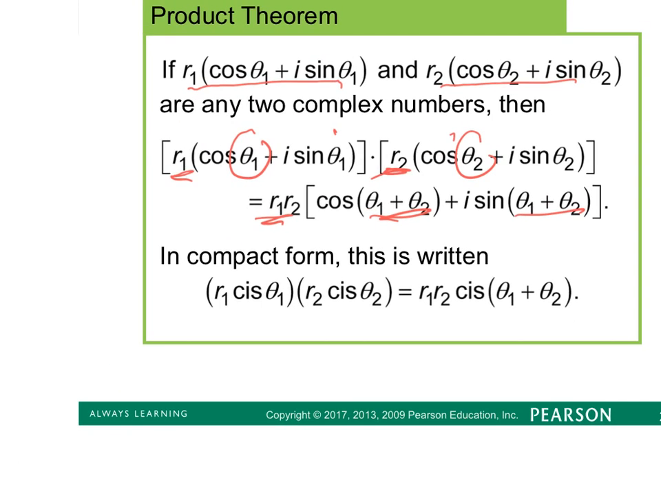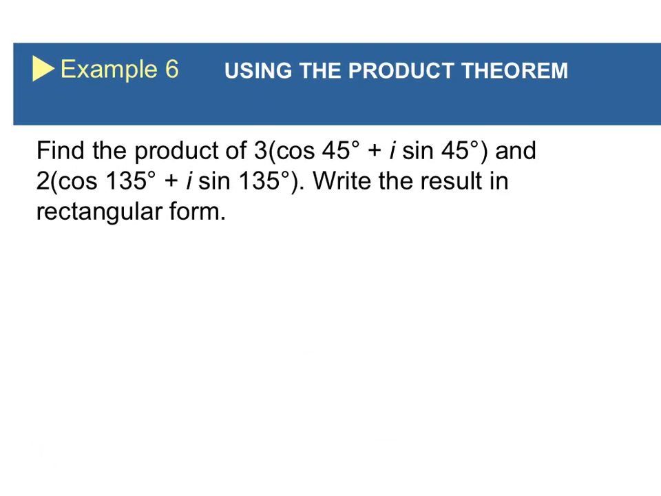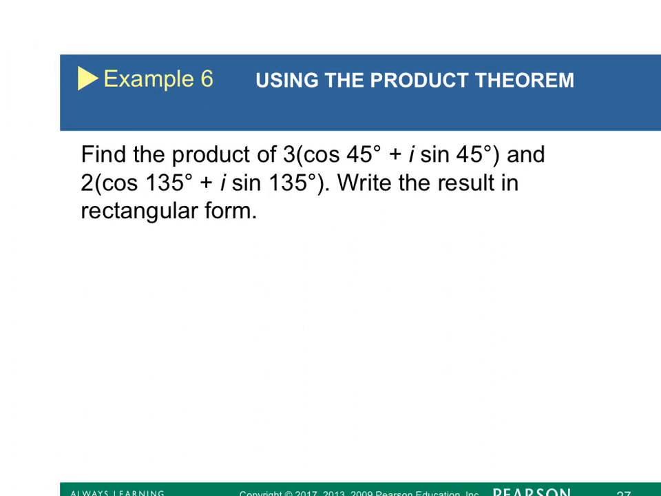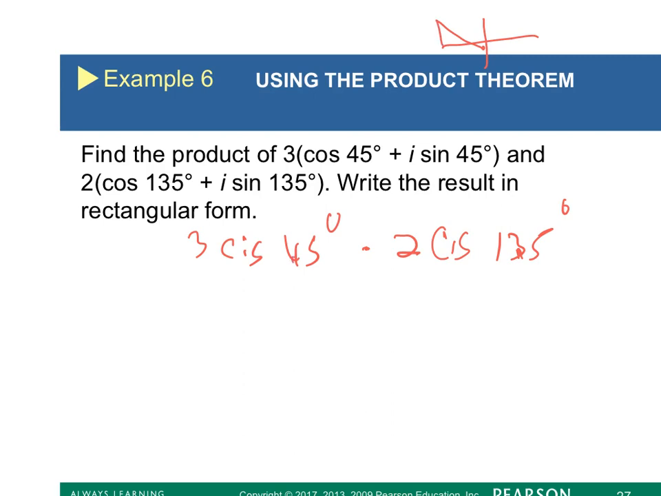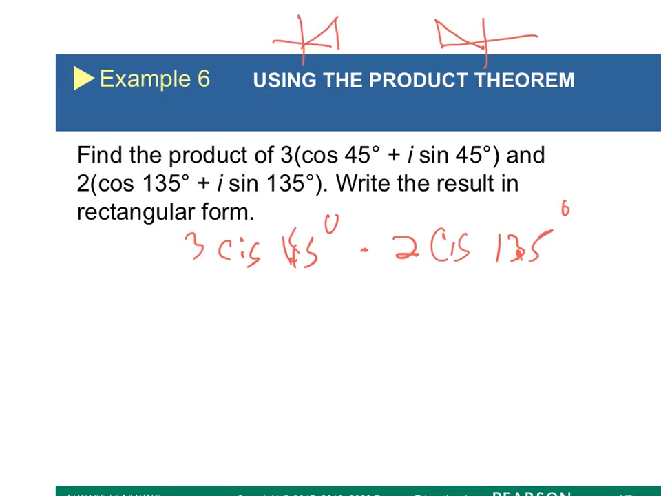It makes a little more sense if you write them both in cis form, because then you know you're going to multiply those two, then you're going to add the angles and do a single cis. So I'm going to write them in cis form because it looks easier. 3 cis 45 times 2 cis of 135. Now you got to be careful because you are in quadrant 2 on this one, and on this one you are in quadrant 1. So pay attention.